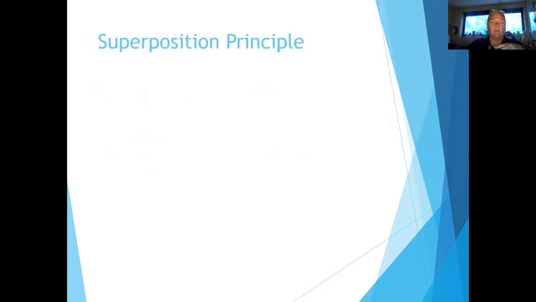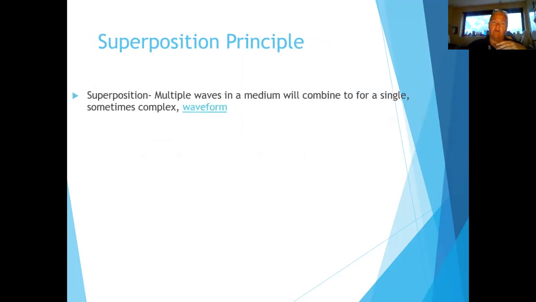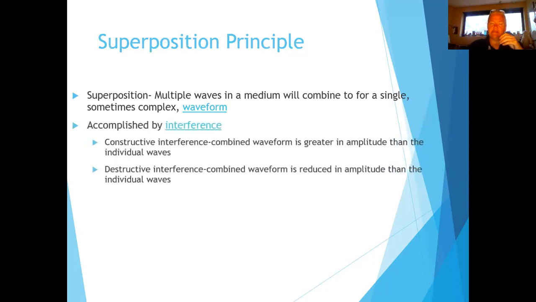I shared a couple of the Flipping Physics videos that talk about superposition. Superposition is where you have waves interacting, and this happens in all kinds of applications, but the most obvious one is in musical instruments. Superposition is where you have multiple waves on a single medium, like multiple waves on a string, that combine to form a single, sometimes more complex waveform. I shared a couple of videos about that you can watch. The way we accomplish this is by interference.